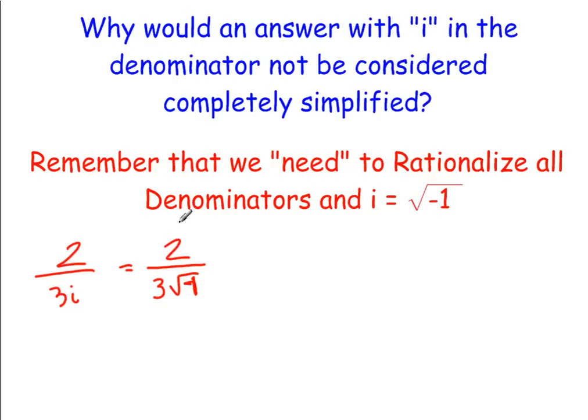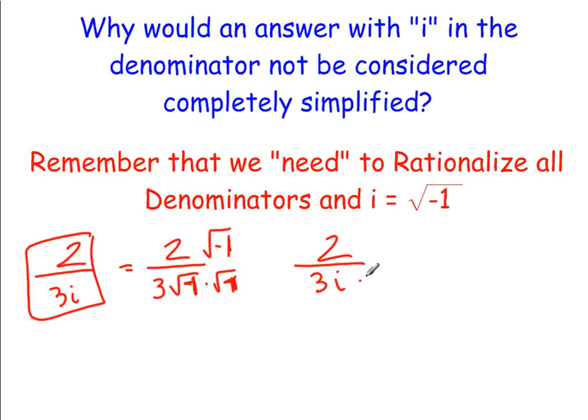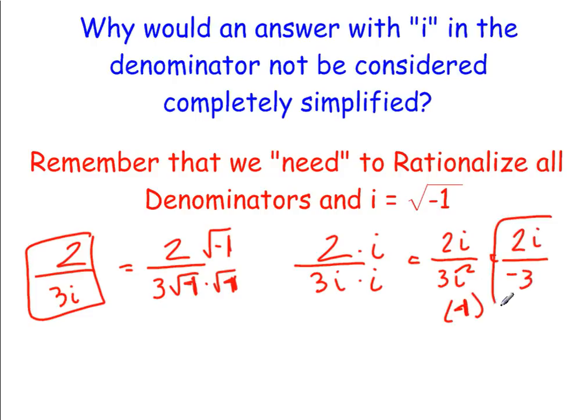So how do we get rid of this? Well, if you remember when it was written in this form, we would just multiply our numerator and denominator by a -1. But we don't want to have to do all this converting. So what we're going to do instead is just multiply the numerator and denominator by i. This gives me a 2i in the numerator and a 3i squared in the denominator. But if you remember, i squared is just -1. So I'm going to get 2i over -3. And now I've rationalized the denominator.